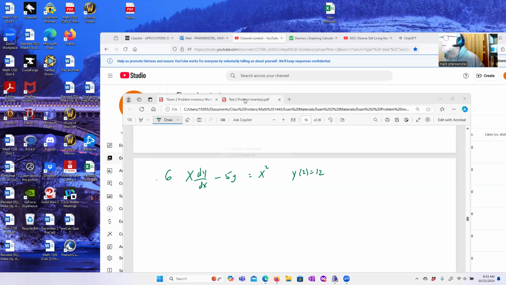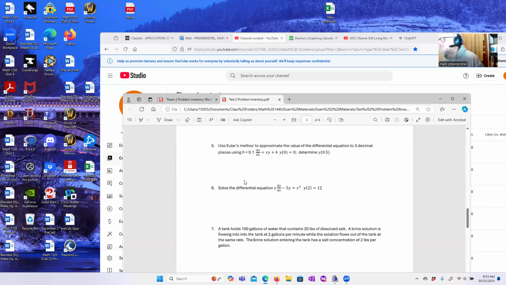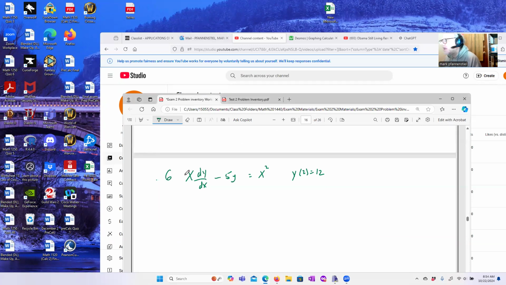Let's go ahead and have a look at what we are trying to do today. We have problem number 6. We have to solve the differential equation x dy/dx minus 5y is equal to x squared, with the initial condition y of 2 is equal to 12. I've just gone through and written down the problem here, and let's take a walk through it.